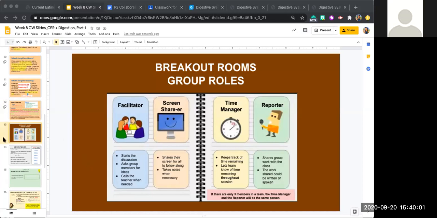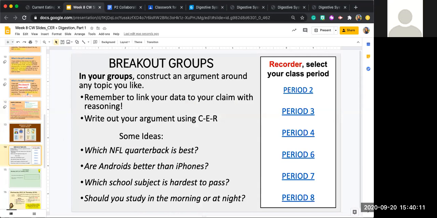Today in breakout groups, you are going to also have roles just like you did last time. In your groups, you're going to construct an argument around any topic you'd like. Remember to link your data to your claim with reasoning. You're going to write out your argument using CER. And right here are some ideas for you.